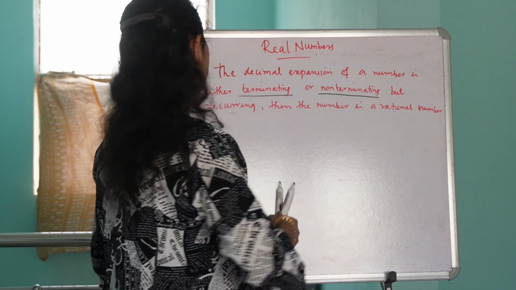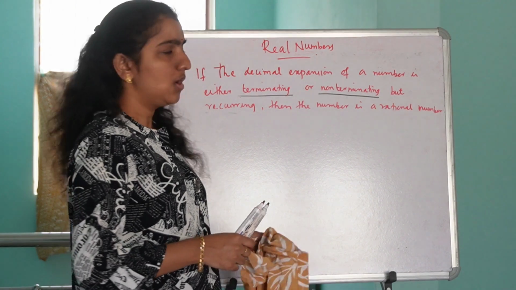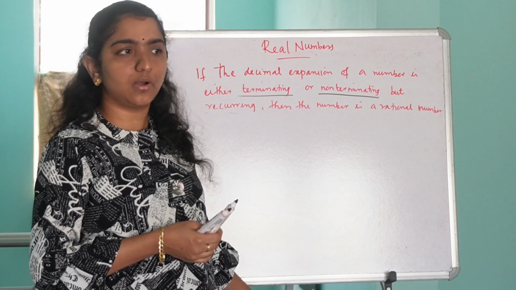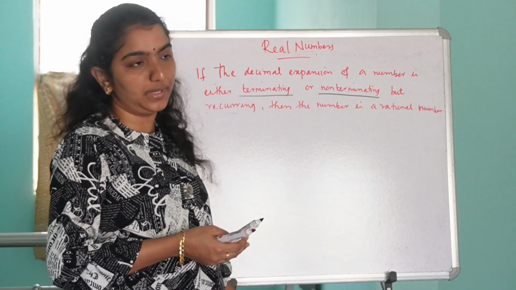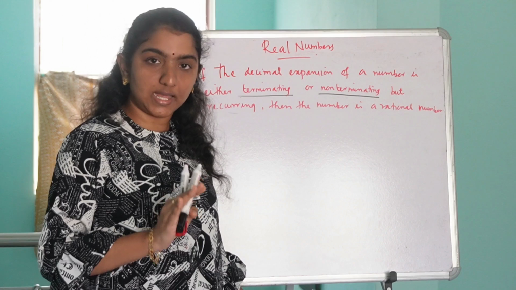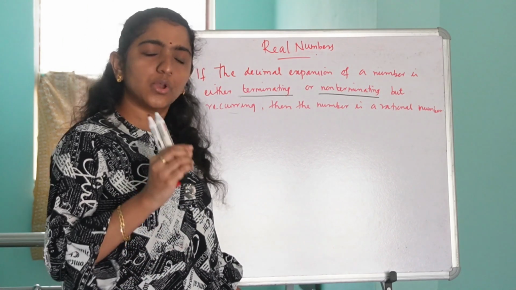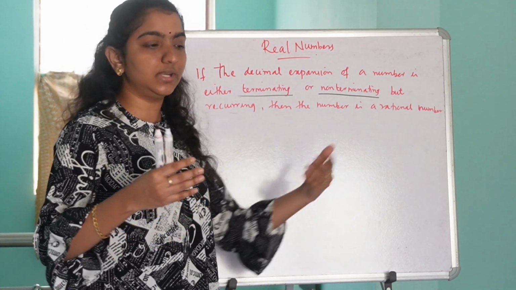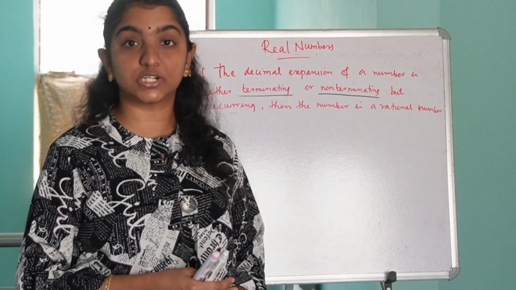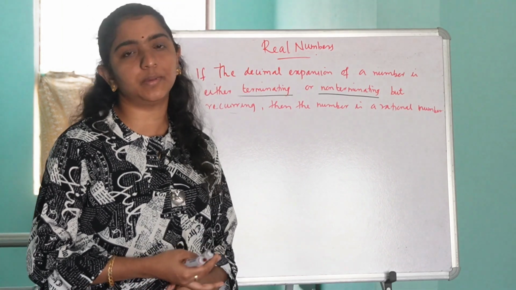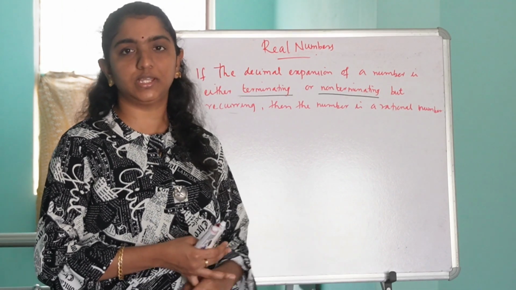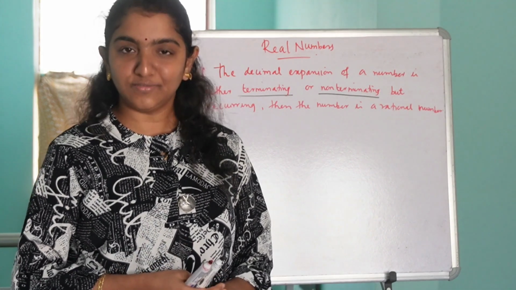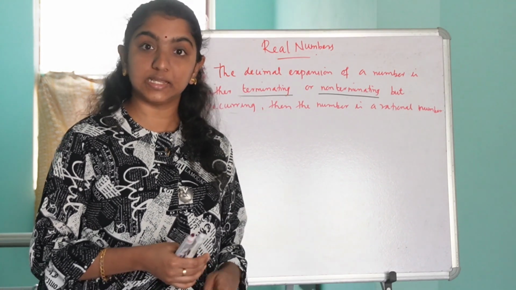Yes. Now back to our point. If the decimal expansion of a given number is either terminating, or it is non-terminating but recurring, then we can say the given number is a rational number. If the decimal expansion of the given number is non-terminating and also non-recurring, then we can say the given number is an irrational number.